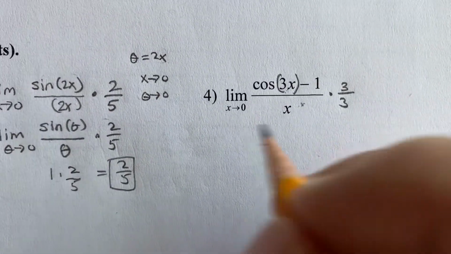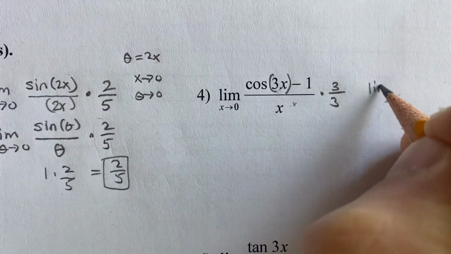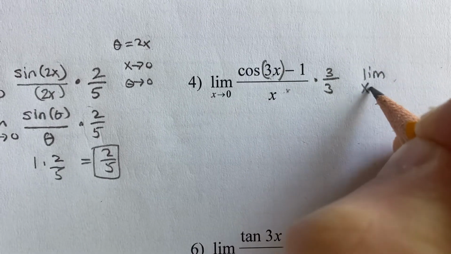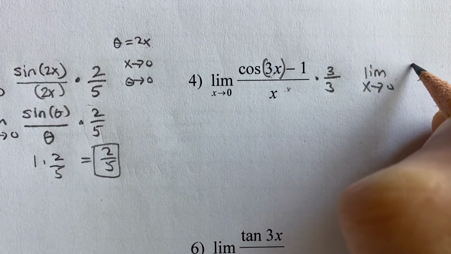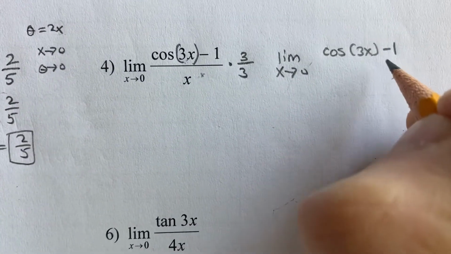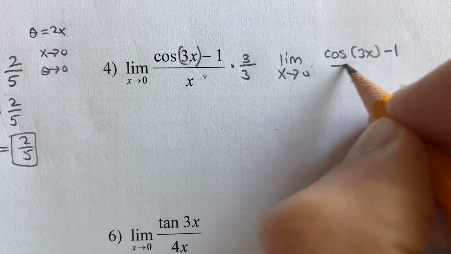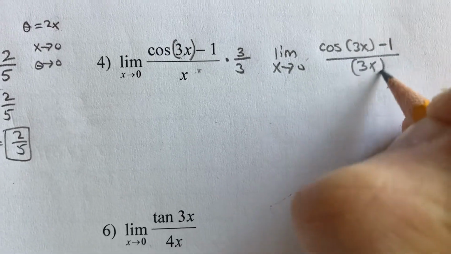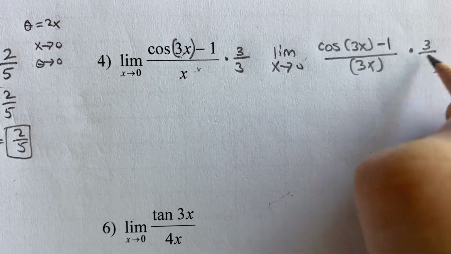And again, writing it out horizontally because I'm running out of space. You're going to have cosine of 3x minus 1 over 3x, times 3 over 1, okay?